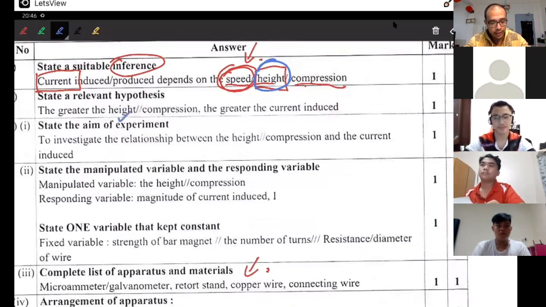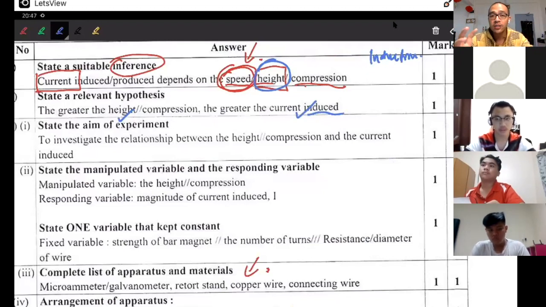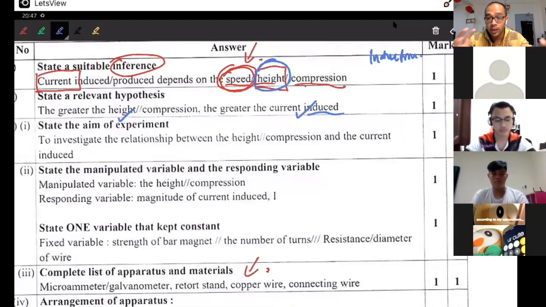So the greater the height, the greater the current induced. I also want to mention that the word induced must be in, because this is electromagnetic induction. So the current produced is not just current, it is induced current. You need to mention the word induced when you're talking about this. Some also asked, what if I write the answer: the greater the height, the greater the induced current? No problem. As long as the word induced is in, that's the more important thing.